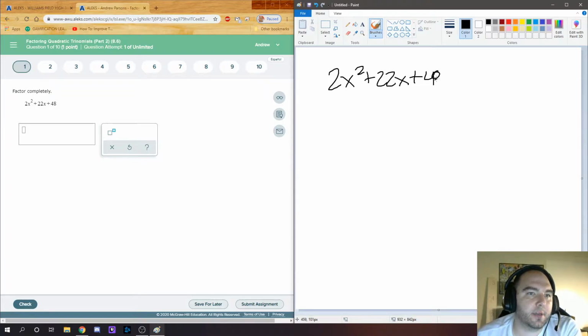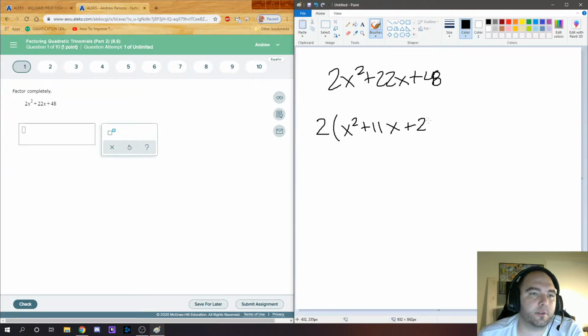Now here's the deal. If there's a number in front, the first thing you should do, I guess in any problem, is always to check if you can divide something out. Like in this case, 48 and 22 and 2, those are all divisible by 2. So I'm allowed to rewrite this as 2, parentheses x squared, 11x, and 24. Notice I divided each number inside by 2, and the leftovers were x squared, 11x, and 24. That 2 up front is important. We're going to keep that. That's going to be part of the answer.